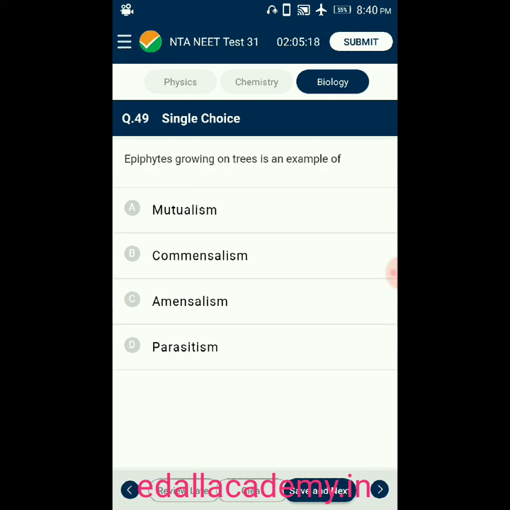Question number 49. Epiphytes growing on trees is an example of commensalism, which is the interaction in which one species benefits and the other is neither harmed nor benefited. When an epiphyte grows on trees, it gets exposure to sunlight and support, but the tree is neither benefited nor harmed. So the answer for this question is option B, commensalism.